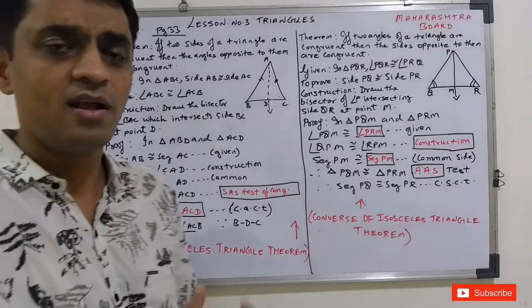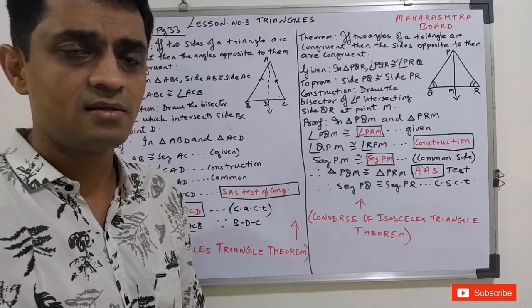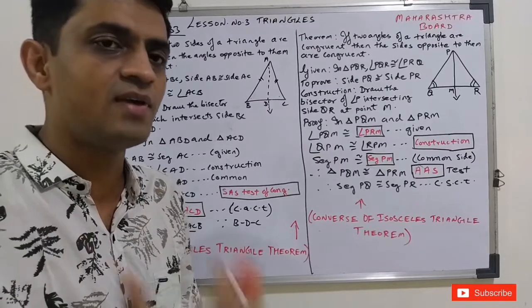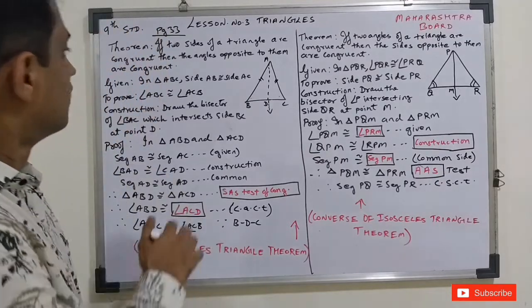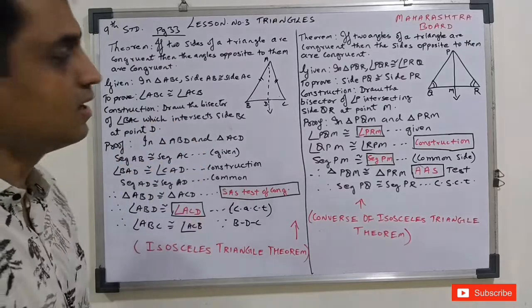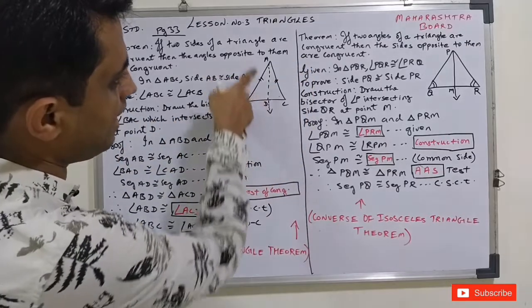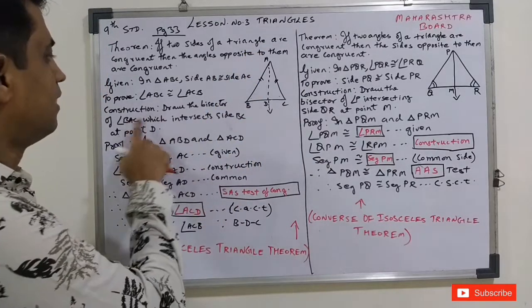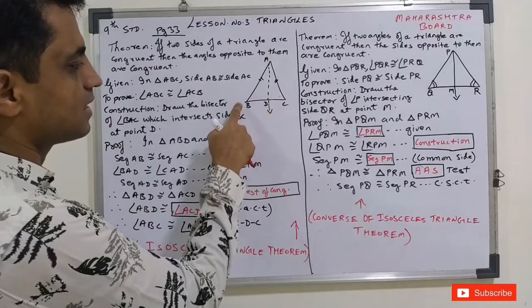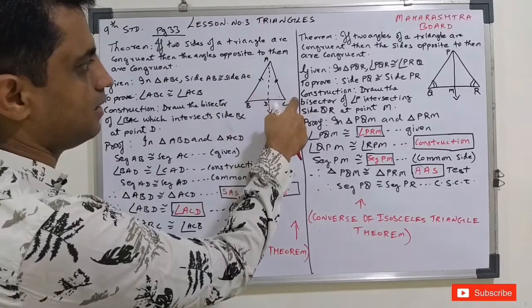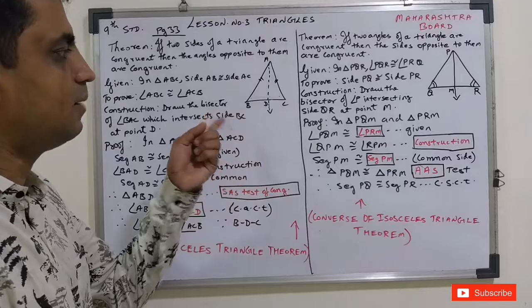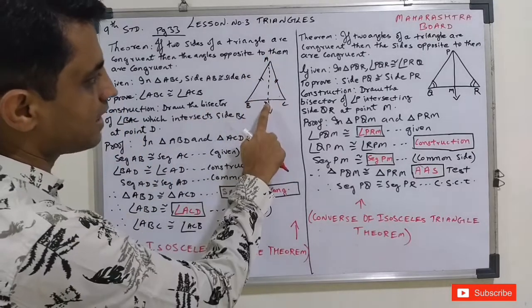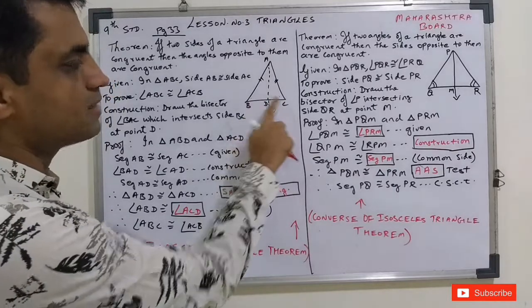Now in the previous session we have studied various tests, SSS test, SAS test. That test we are going to use here. Now, first of all, we draw a construction. This is a construction line, dotted line. AD is a bisector of angle A. So here, this AD is a bisector of angle A, BAC means angle A. Either you say BAC or angle A. So this is a bisector and it intersects at point D on BC.